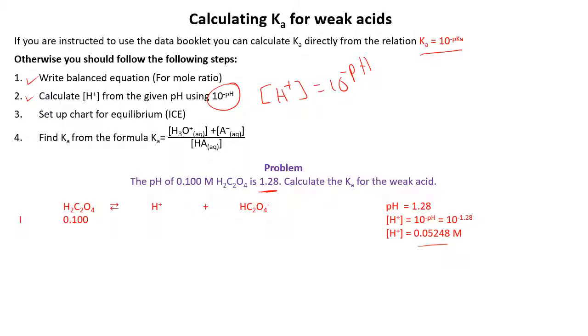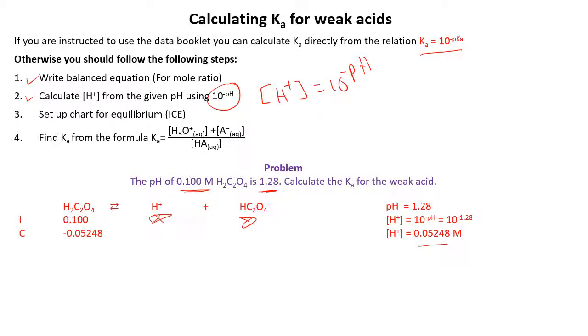Then we have to set up the ICE chart, which is very easy. For the I, the initial, of course, before starting the reaction, we have the concentration of the weak acid, which is 0.1. We don't have hydrogen ions or the conjugate base.